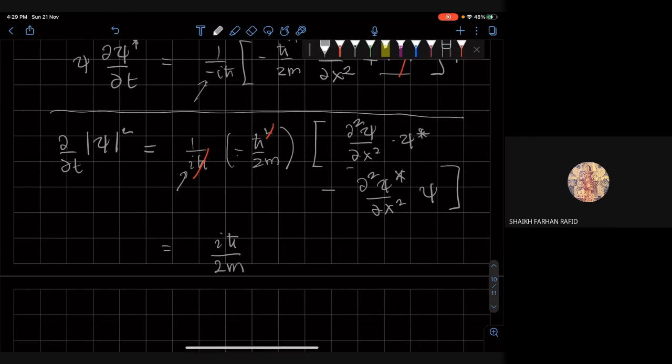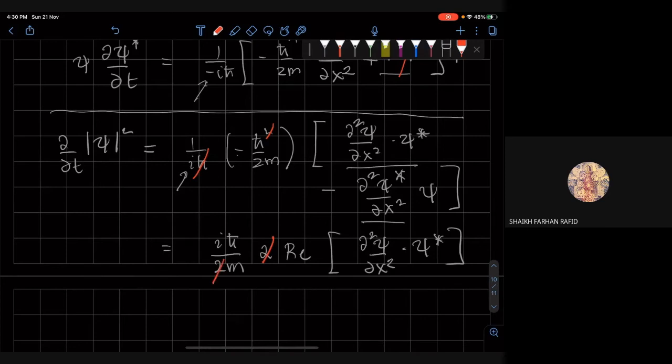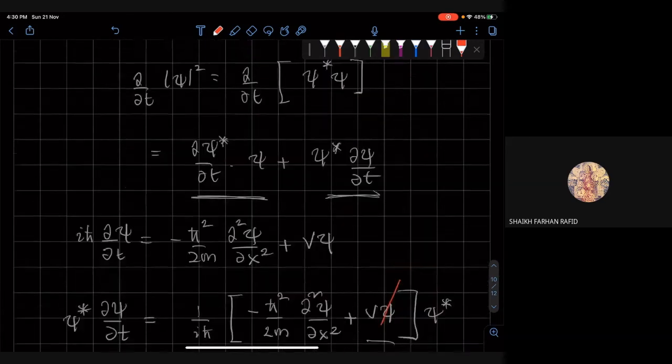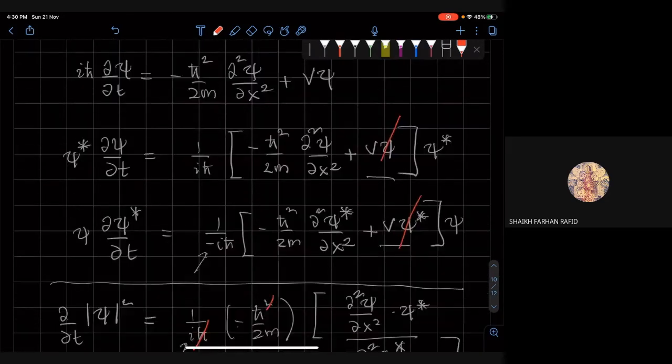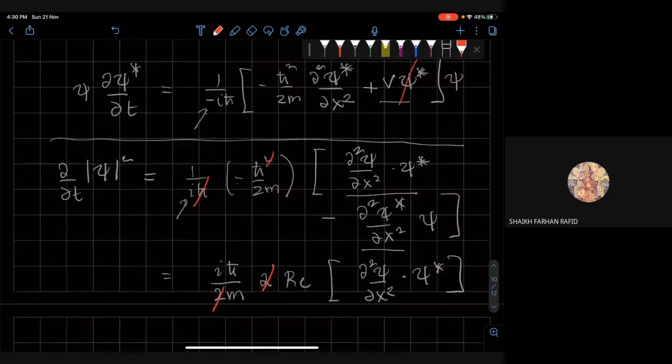And here we have a number minus its complex conjugate. When we have a number minus its complex conjugate, we have twice the real part, right? So we have 2 times the real part of del squared of psi del x squared psi star. Okay, so this is basically what we get.